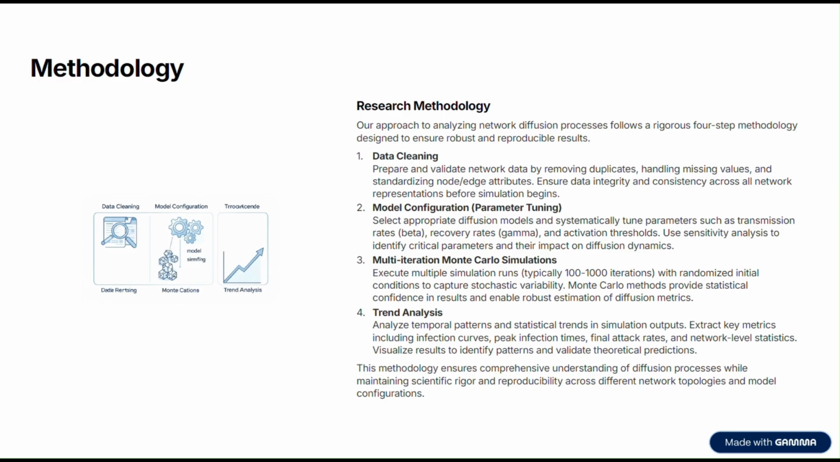In data cleaning, we prepare and validate network data by removing duplicates, handling missing values, and standardizing node and edge attributes, ensuring data integrity and consistency across all network representations before simulation begins. Model configuration, also known as parameter tuning: select appropriate diffusion models and systematically tune parameters such as transmission rates, recovery rates, and activation thresholds. Use sensitivity analysis to identify critical parameters and their impact on diffusion dynamics.